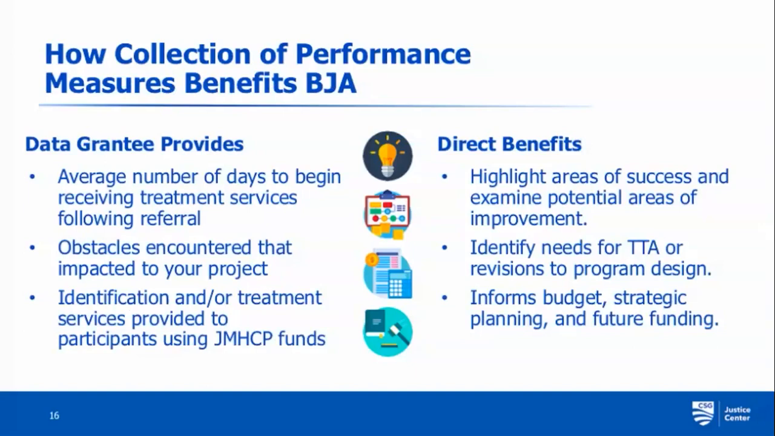BJA uses these performance metrics, the performance data that we get from you, to identify areas of success and potential opportunities for improvement. We also track grant progress towards your goals and it helps us understand how the funds are being distributed.